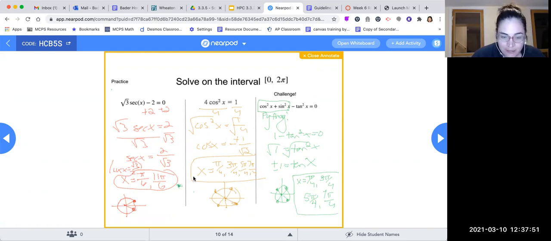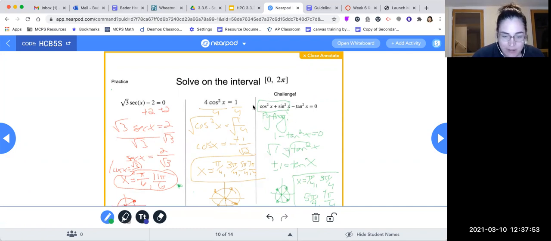The challenge problem had a sneaky Pythagorean identity in it. Cosine squared plus sine squared is actually equal to 1, and that makes the rest of it easier to solve.